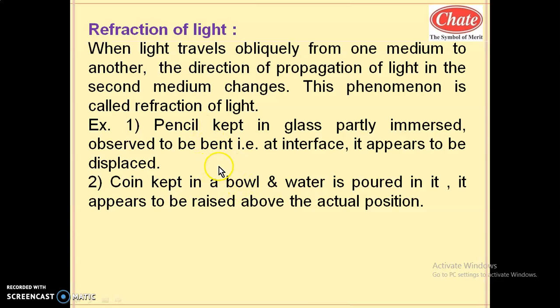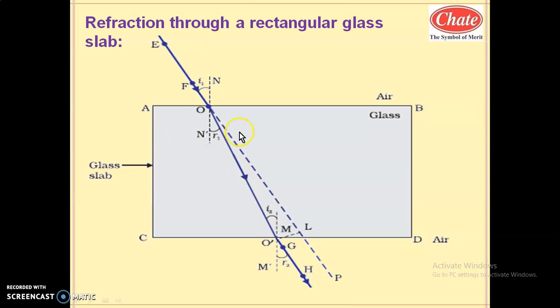So let us study this in detail. Here is one activity. We have taken a drawing board. On the drawing board, fix a plain white paper by means of pins. Centrally on that paper, a glass slab is placed. Mark the borders of the rectangular glass slab.